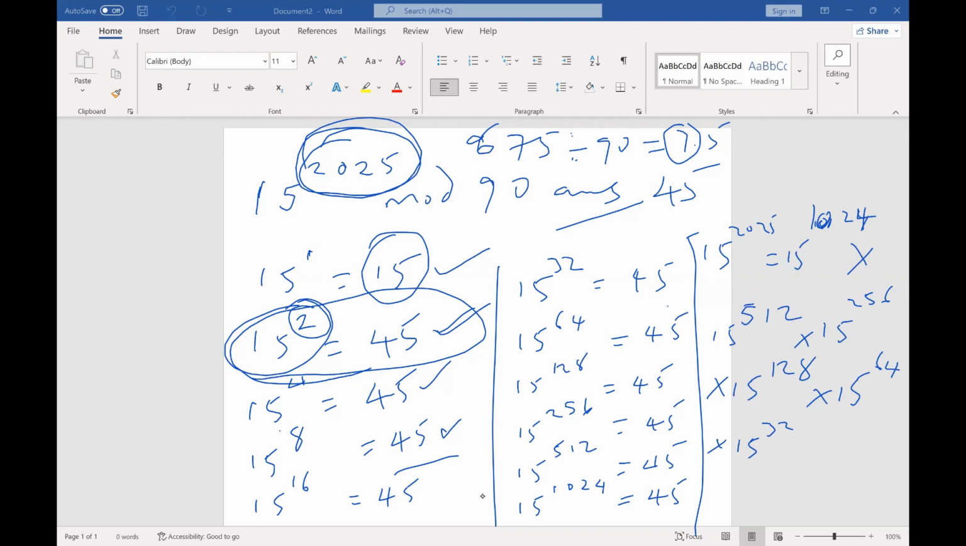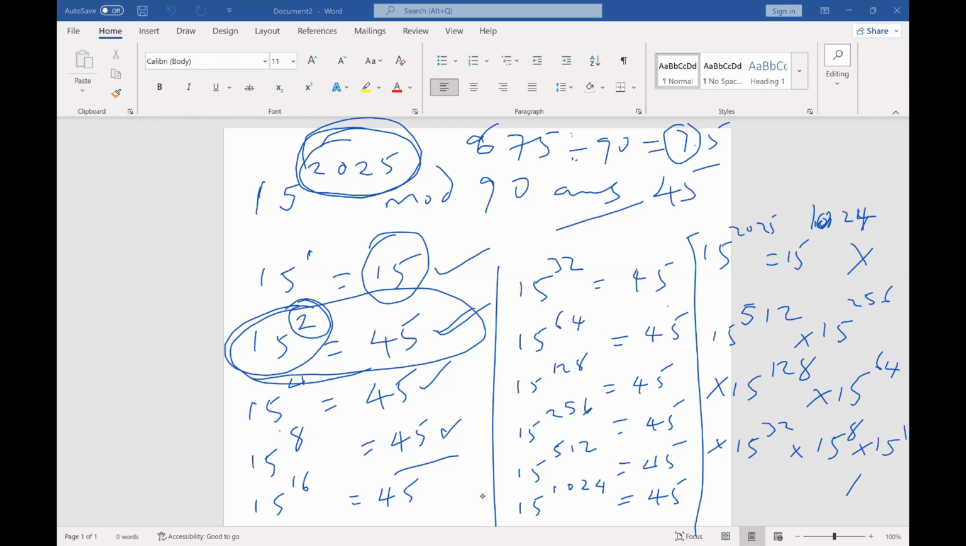Power 9, no, we need the power 9. That's what we're left with. All we have is power 8, 15 power 8. So you're left with 1. So the one we have is 15 raised to 1. So what you realize, if you add all these powers, it should give you 2025.